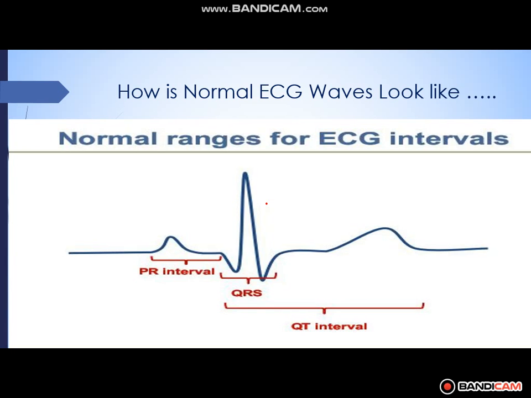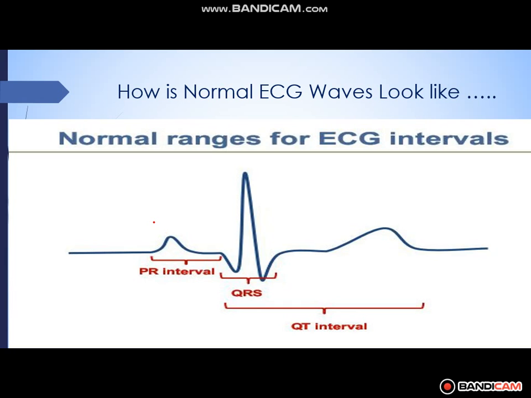horizontal axis. And then we come to the very basic and very important thing of ECG: how a normal ECG looks. You can easily see in this picture the normal range for ECG intervals. I will explain why it is like this.